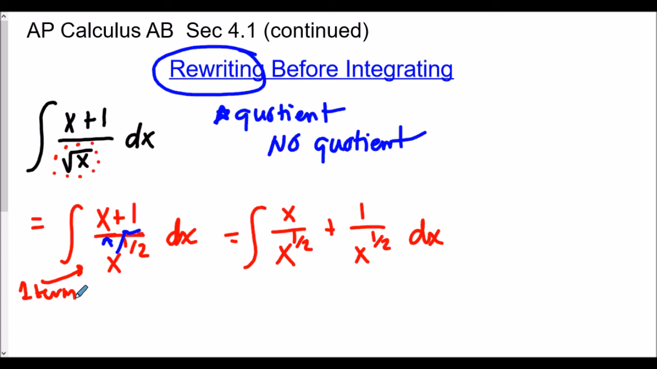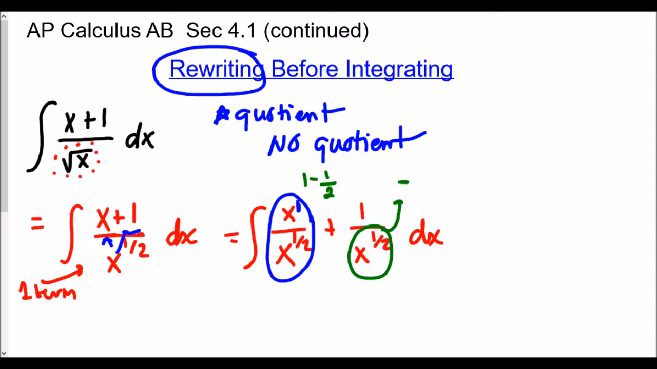Then after that, what we can do is simplify. We can simplify each of these fractions. Right here we have x to the first divided by x to the 1/2. So we subtract those exponents. So we're going to do 1 minus 1/2. On the top of the second one, we don't have an x. So we just have this x in the bottom. So we're going to bring it to the top and make it negative.